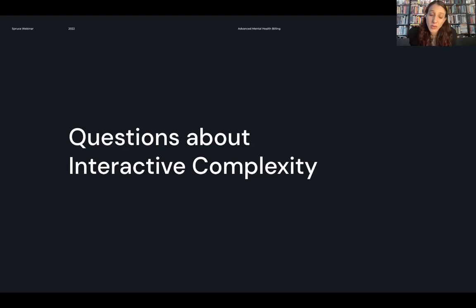This 90833 is a psychotherapy code. That's the distinction that you would want to make sure of. If you're using an E&M code by itself, then you can't use interactive complexity. But if you do have that 90833, then yes, you can use interactive complexity as well.